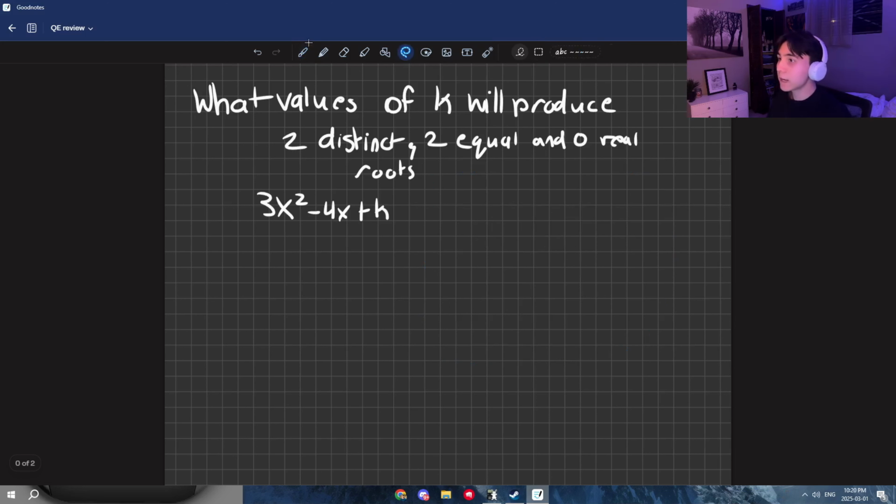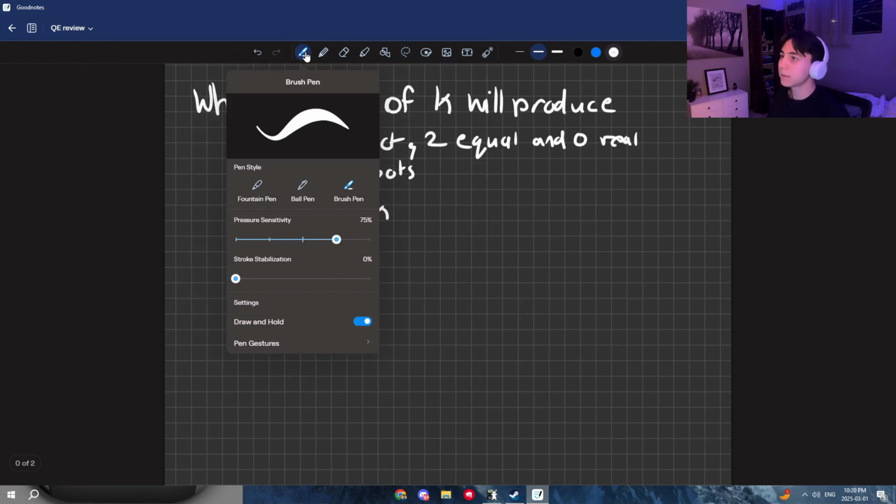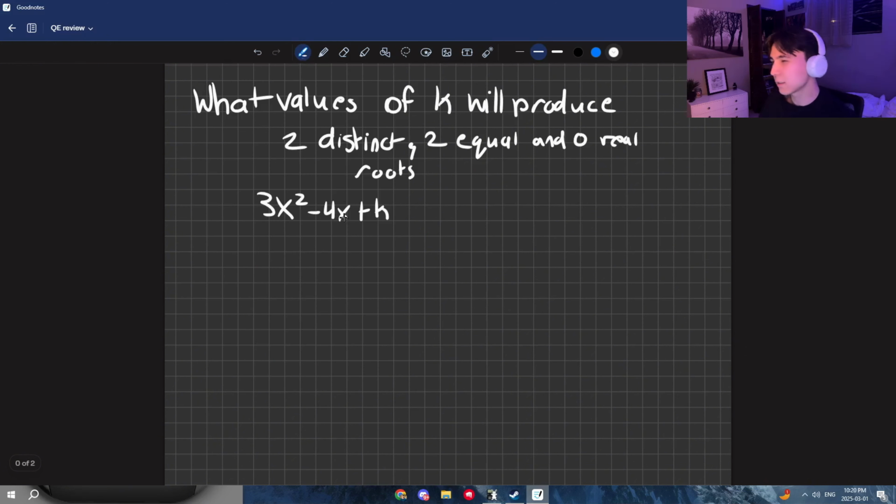So now we're going to actually learn how to apply this said rule, I guess. So for what values of k will produce two distinct roots? We'll do the first part of this. So if we're looking for two distinct roots, we're going to be looking for where this equation is greater than 0. Or, sorry, where our discriminant is going to be greater than 0, to have two distinct roots.